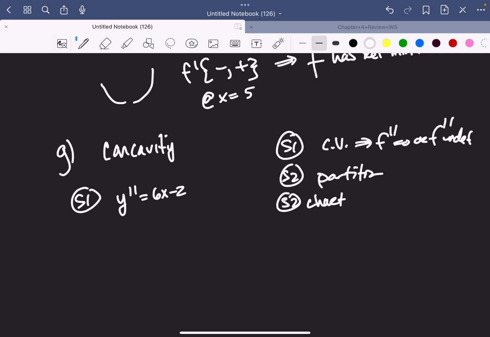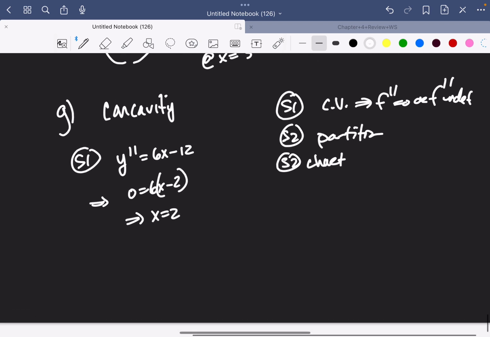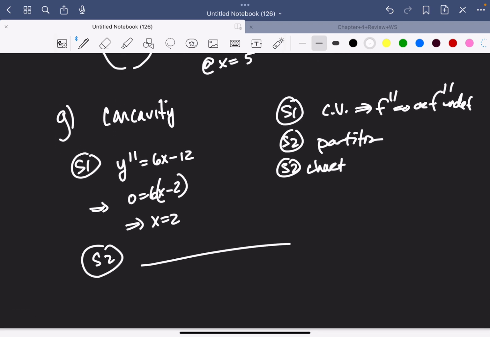So, step 1, we're going to find that second derivative. We get 6x minus 12. So if we set it equal to 0, when we factor out, we're going to get 6 times the quantity x minus 2. And that means that x equals 2 is a critical value of that second derivative. And so step 2 is to partition. So we take the number line and break it up into 2 pieces.